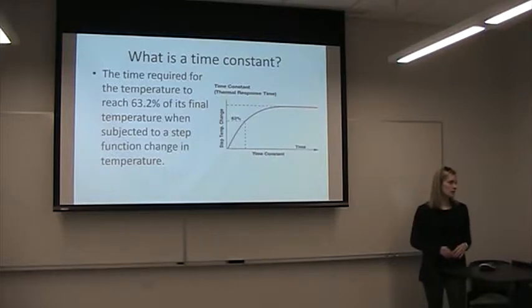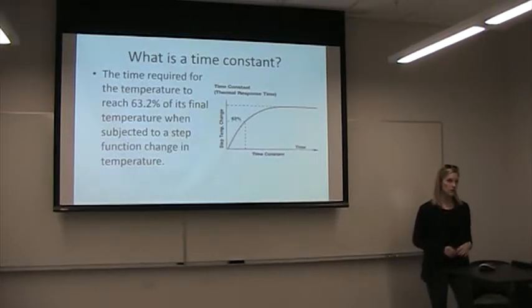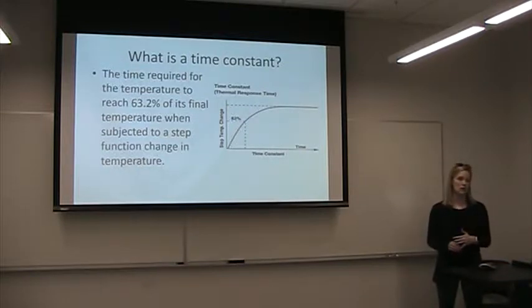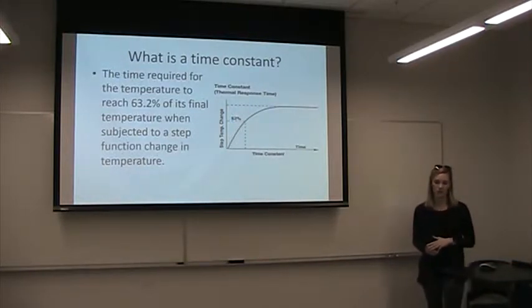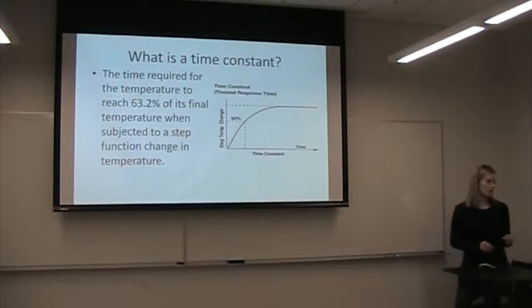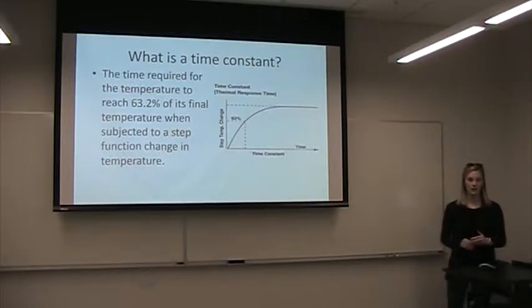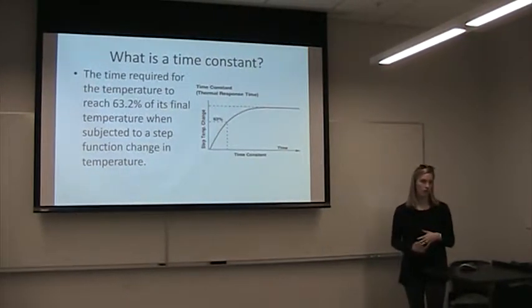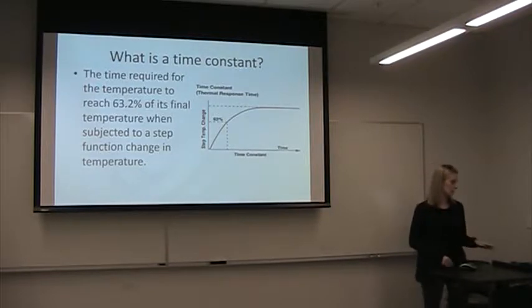The time constant is the time required for the temperature to reach about 63% of its final temperature after being subjected to an instantaneous temperature change. The time constant can be affected by size or the medium that it is being placed in. Air and water have different time constants, and still air and moving air also have different time constants.